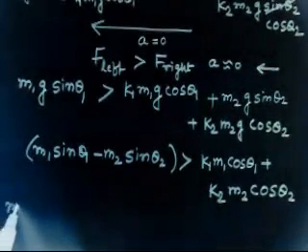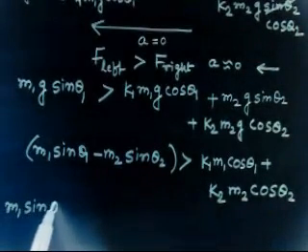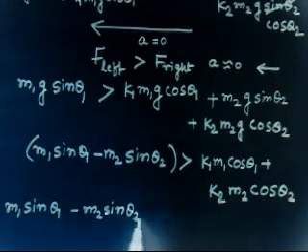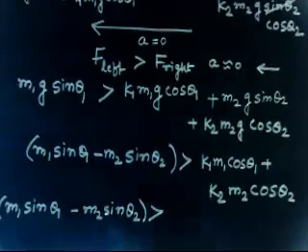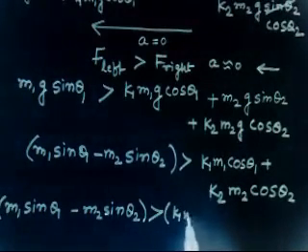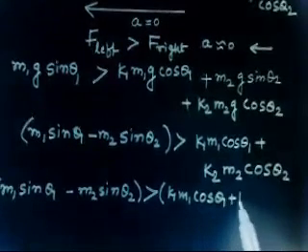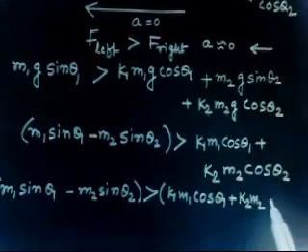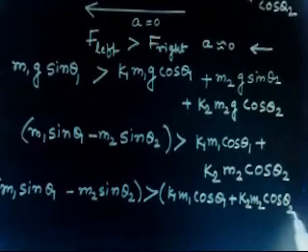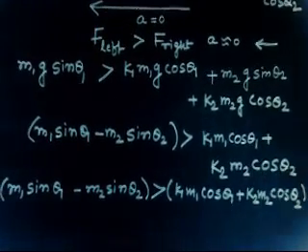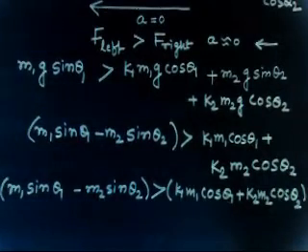So I can write this condition: M1 sin theta 1 minus M2 sin theta 2 should be greater than K1 M1 cos theta 1 plus K2 M2 cos theta 2. So this is the required condition you should have if the system moves in the left direction.